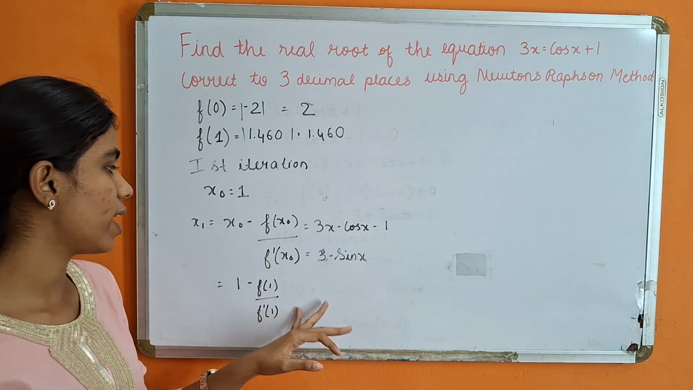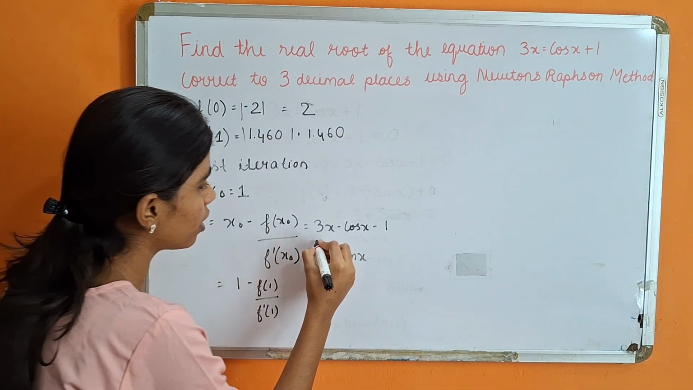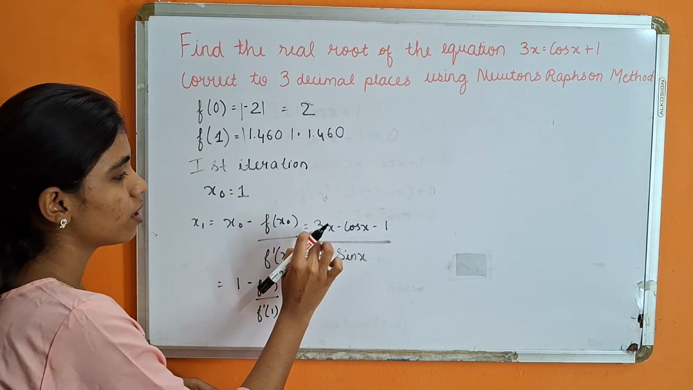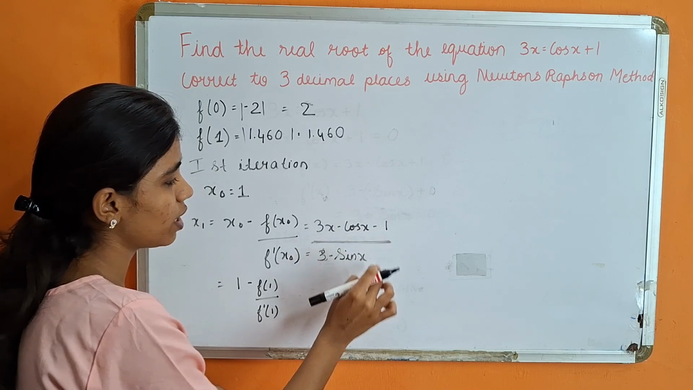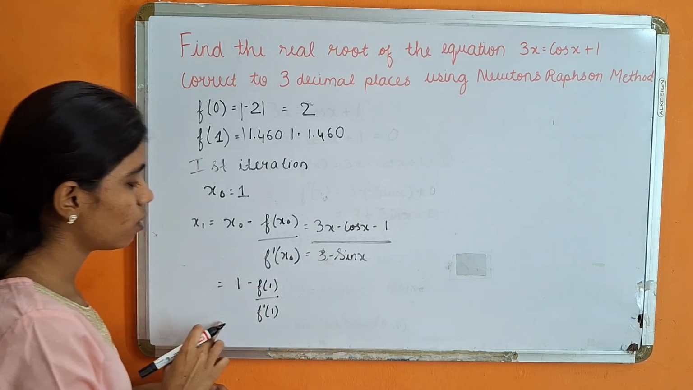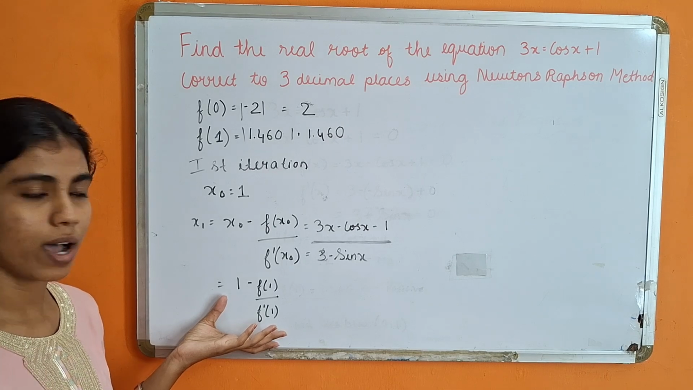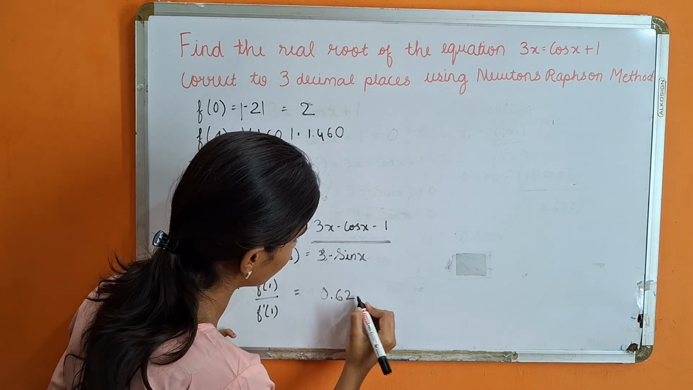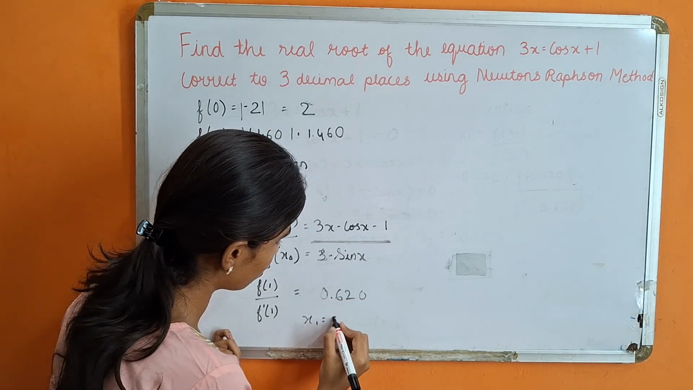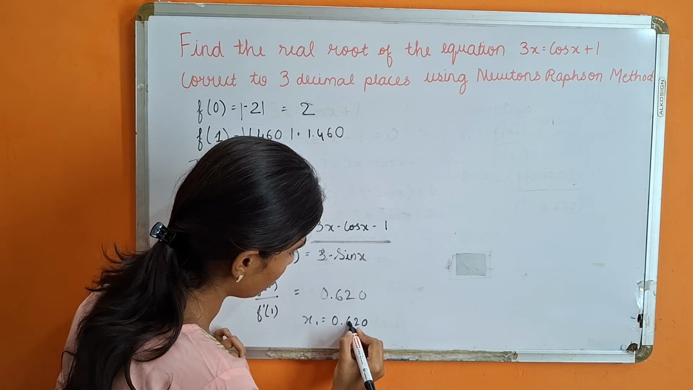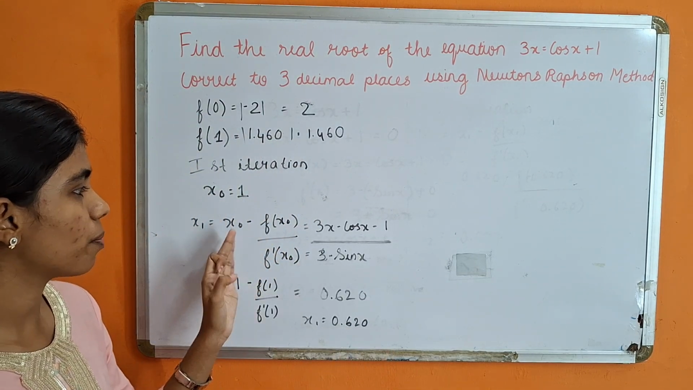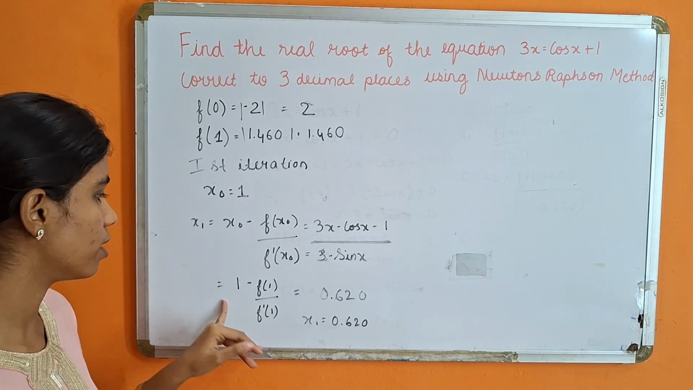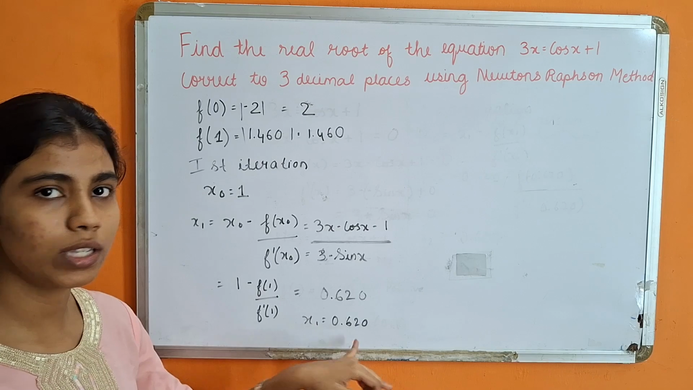So you have to put these values into the calculator. You can directly put your equation as x minus 3x minus cos x minus 1 divided by 3 minus sin x. Put the x value as 1 and you get your answer as 0.620. So your x1 is equal to 0.620. Put this in properly in your calculator, and when it asks for the x value, give 1. You will get the value 0.620.